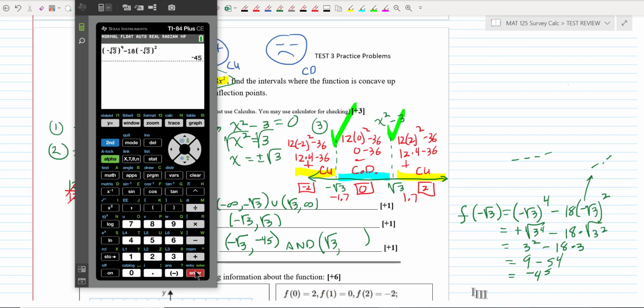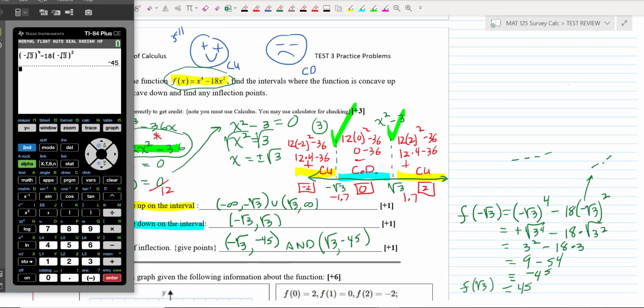Now what's going to happen if we do f of square root of 3? You're going to get the same answer. It isn't going to make any difference on that. You're still going to get the negative 45. Okay, so that would be your 2 points of inflection then.